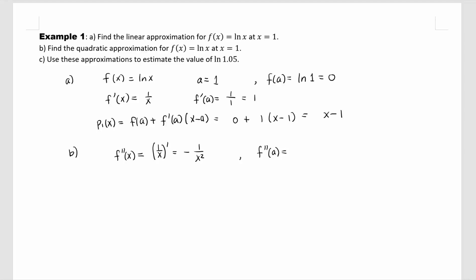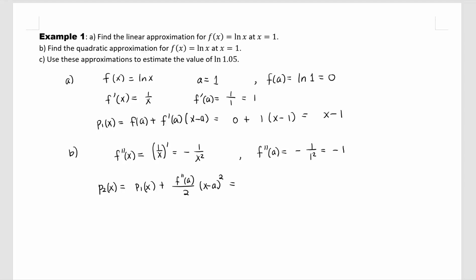So we plug in 1, so minus 1 over 1 squared, which is minus 1. This is the second derivative of f when we plug in a. Alright, so what's P2? P2 is P1, what we had before, plus the extra term. The extra term is the second derivative over 2 times x minus a squared.